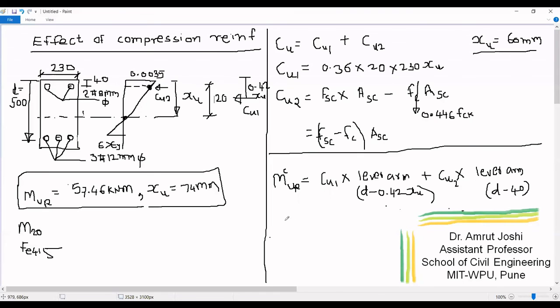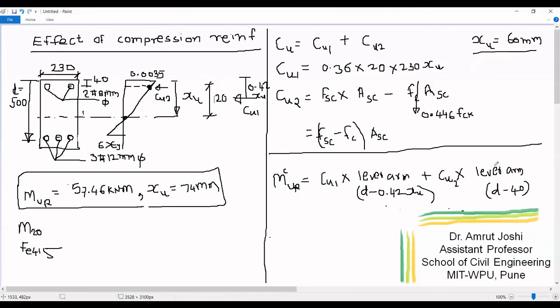So now let us write down this expression for MUR. MUR is Cu1, that is 0.36 into 20 into 230 into XU, now 60 mm, into lever arm, which is 500 minus 0.42 into 60 mm. Cu2 is FSC, now 250, minus 0.446 FCK, which is 20, multiplied by 500 minus 40.